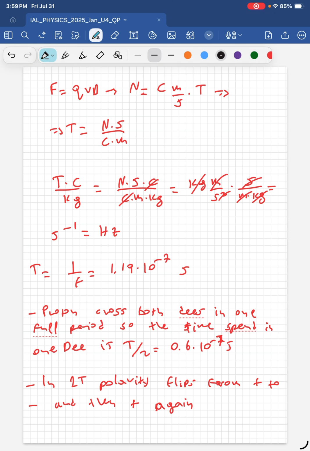And since during one period it goes through a full revolution, then for half a revolution we find the time in 1D, in one of the two Ds. Okay, so let's move on to part C.